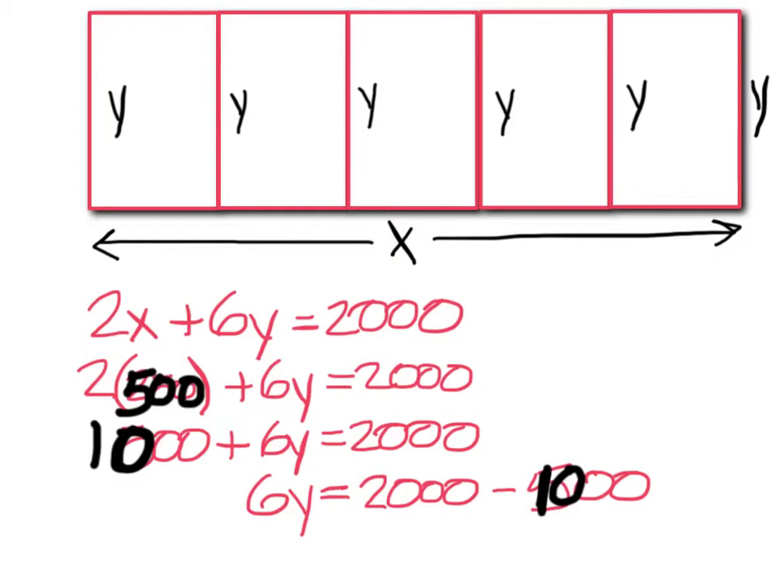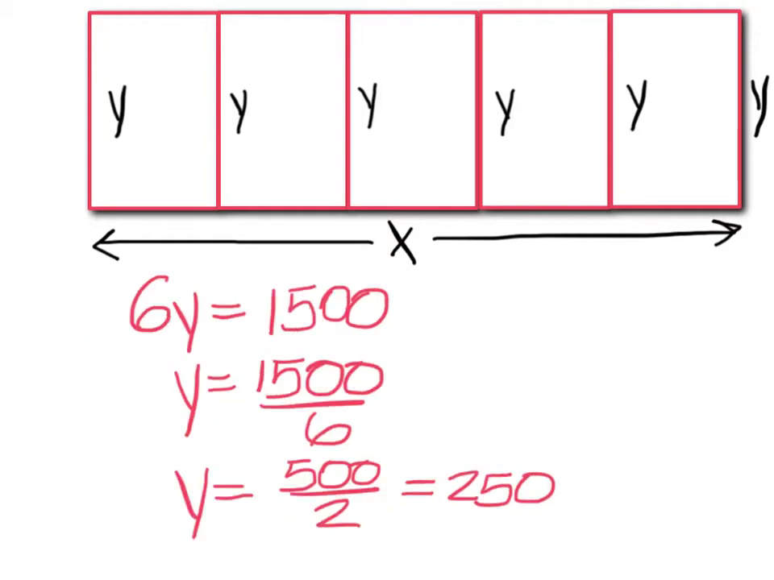So now to clean up what we had, 6y equals 1,500 should not be right. What should we have on the right side? 1,000, yeah. So we'll divide 1,000 by 6. And clearly that's not going to be 500 over 2. It's going to be 500 over 3 when we divide. And 500 over 3 is not going to be 250. So we'll have 166 and 2/3.